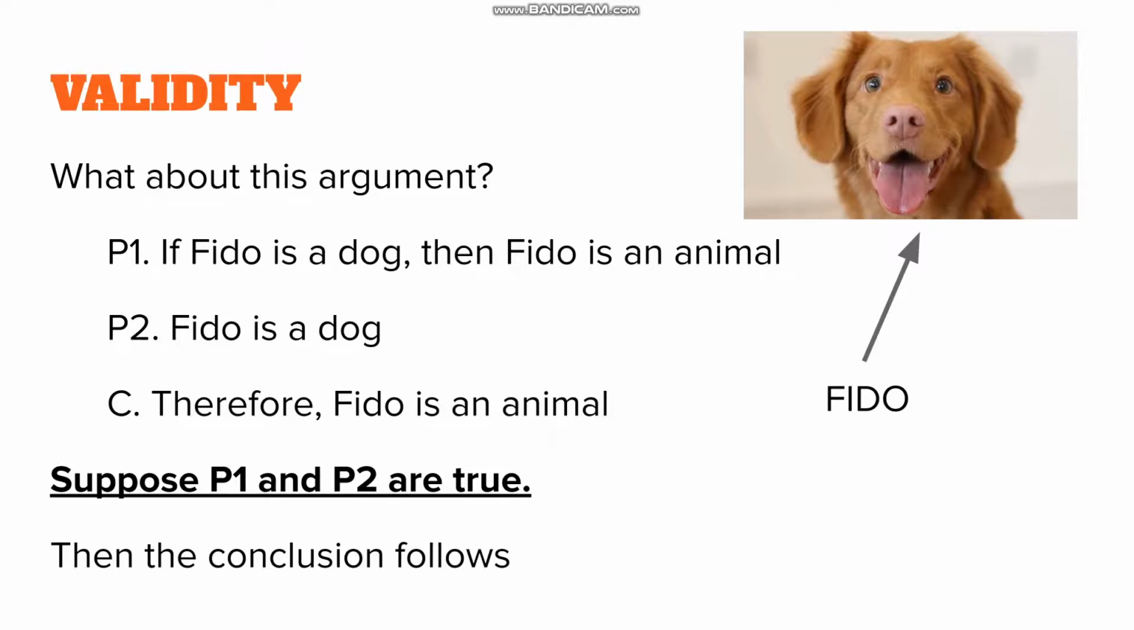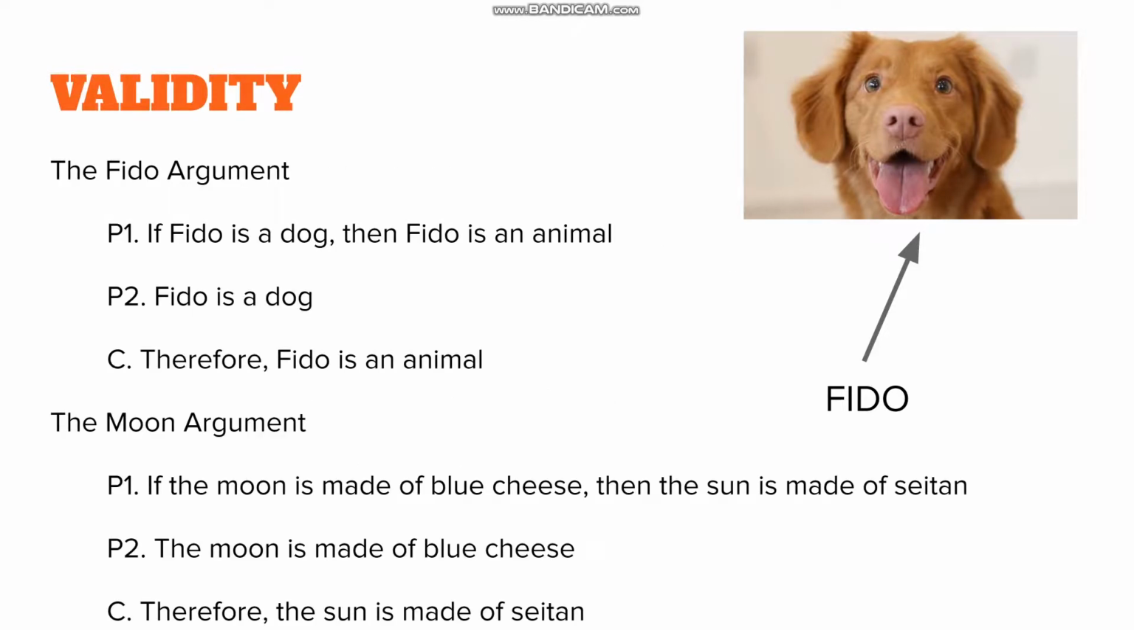Now compare the previous two arguments, the Fido argument and the moon argument. Both arguments are said to be valid, but I'm sure you're having the intuition that there's something off about the moon argument. It seems to us that the Fido argument is much stronger or somehow better. Why is that? What's the difference between those two arguments? Both are valid, and yet one seems to be better than the other. How do we explain this?